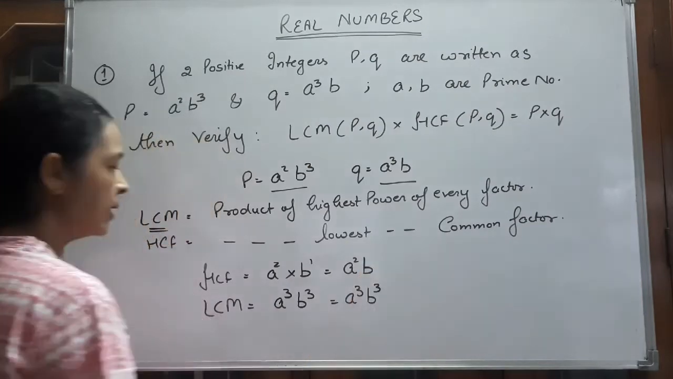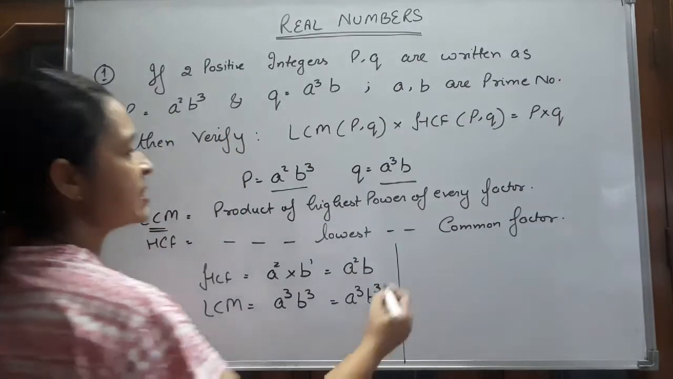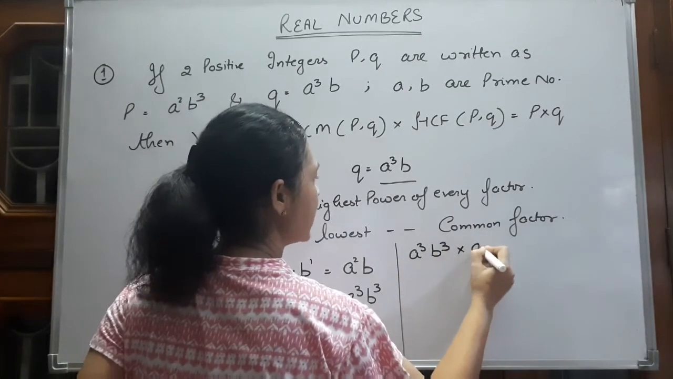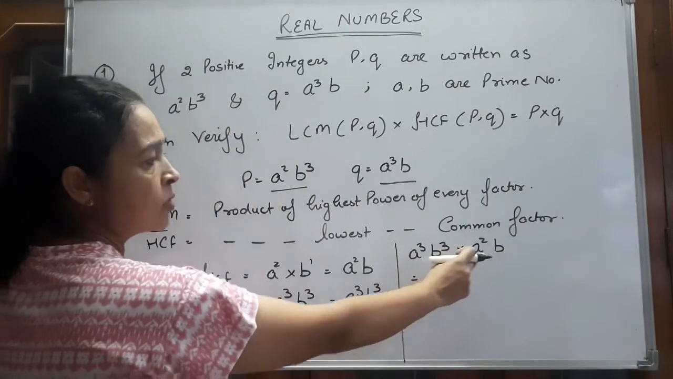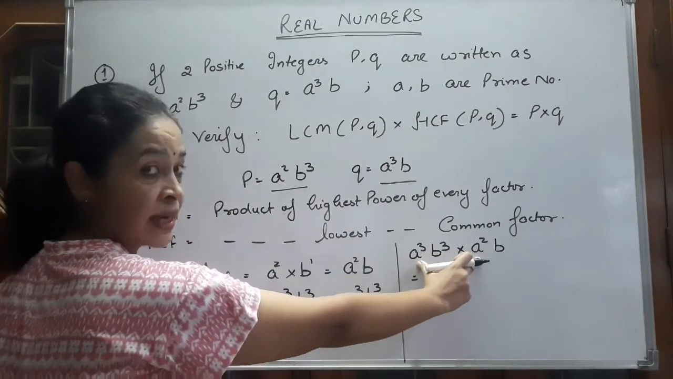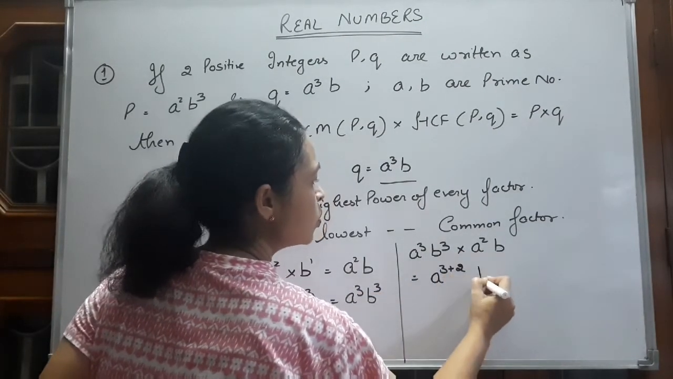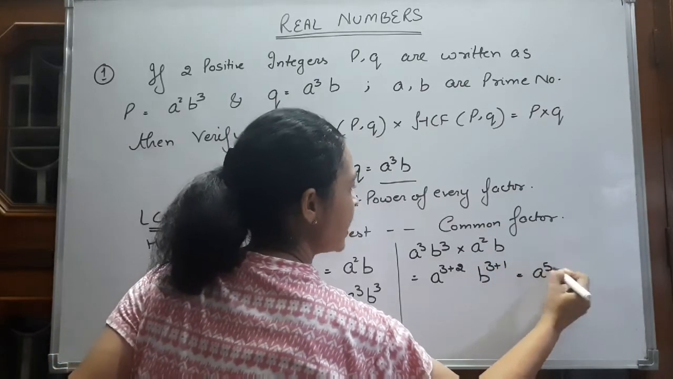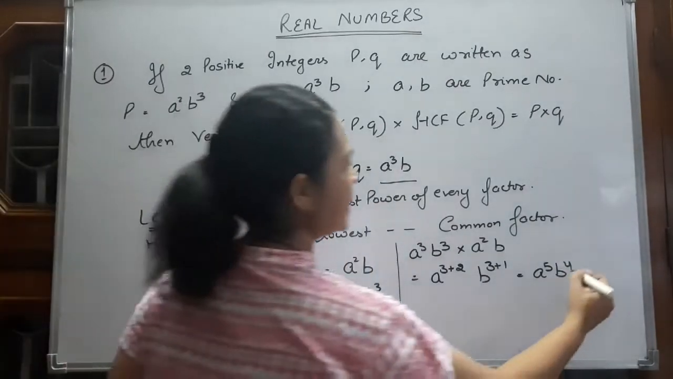This is LCM. Now, we have to verify LCM into HCF. LCM is a cube, b cube into a की power 2 into b. This will be equal to a की power 3 into a की power 2. Bases are the same, so the powers will be added: 3 plus 2, into b की power 3 plus 1. This is equal to a की power 5, b की power 4. This is our left hand side.